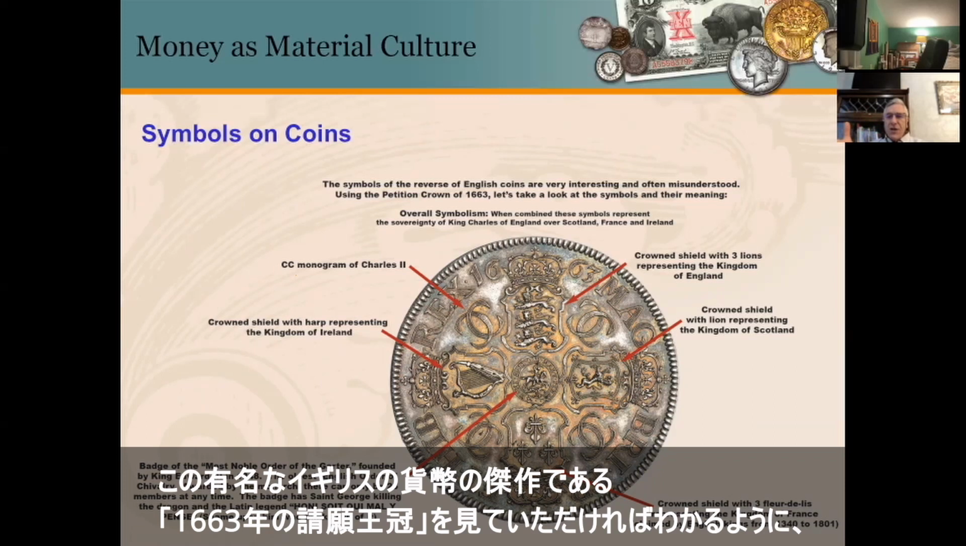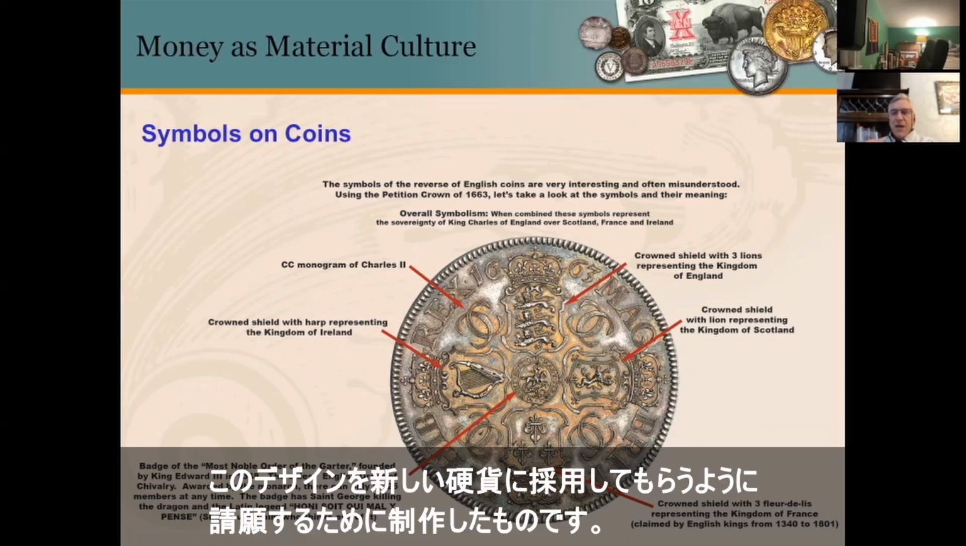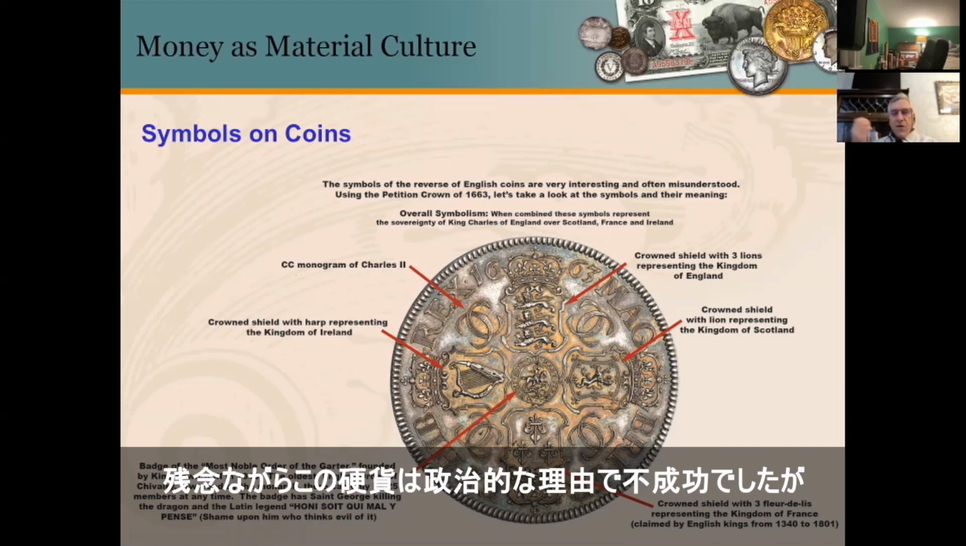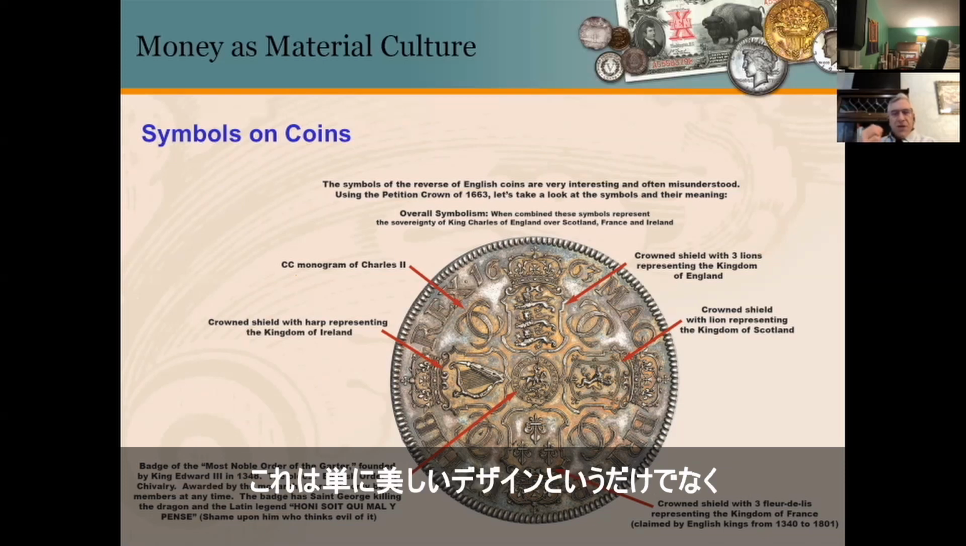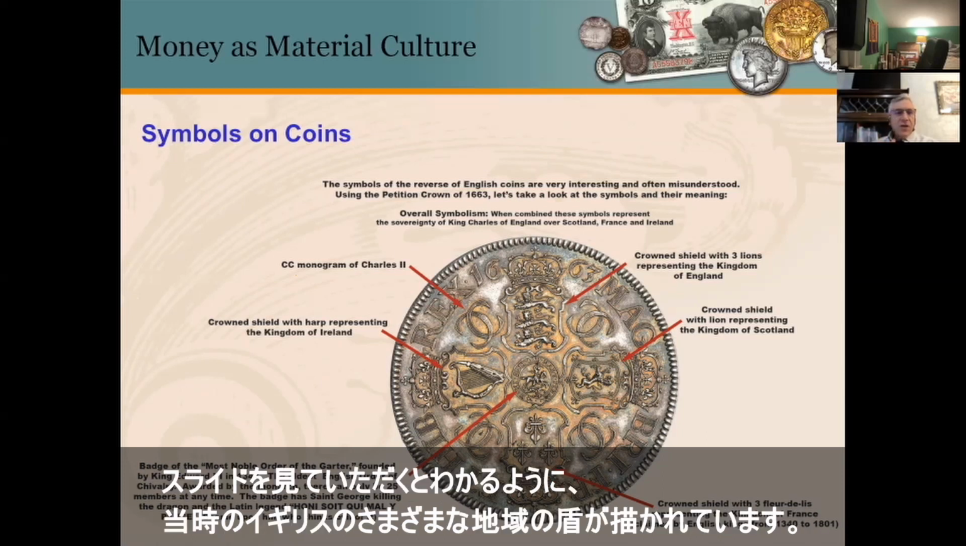So this, as you can see, is the famous British numismatic masterpiece, the Petition Crown of 1663. It was a pattern coin of Charles II, and it was produced by Thomas Simon in order to petition Charles to accept this design for his new coinage. Unfortunately, it was unsuccessful for political reasons, but this is a masterpiece of numismatic design that incorporates a huge number of elements in not only a beautiful design, but a very complex and very meaningful design. As you can see on the slide, it gives you examples of the different parts.